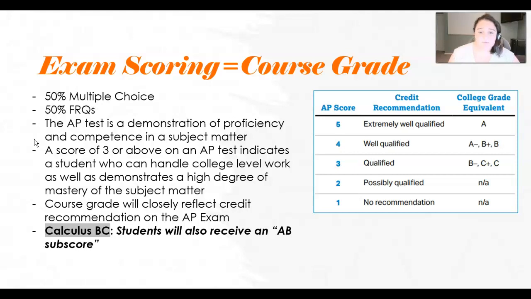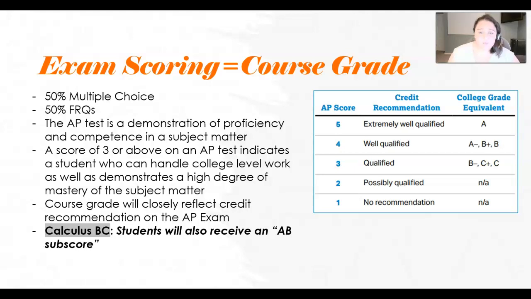The same happens throughout the course when we're practicing for our chapter test or we're doing quizzes. It's all aligned to AP grading. I do want to point out that the Calculus BC students will also receive a subscore of AB. This means that when you take the BC exam, you have the opportunity to earn credit for the AB course as well as a subscore.